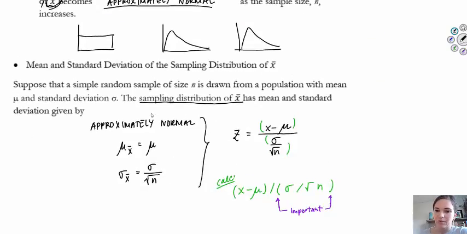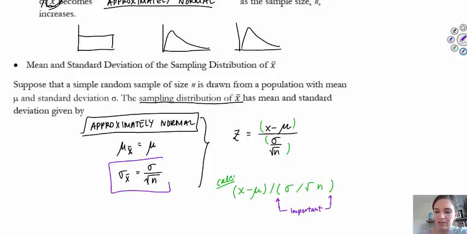For the mean and the standard deviation of a sampling distribution, first we notice that it is approximately normal all the time, regardless of the underlying distribution. The mean of the sample means is the mean of the distribution. That's not surprising. And then the standard deviation of the sample means is the standard deviation divided by the square root of the sample size.